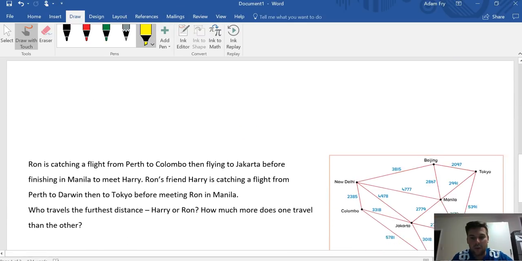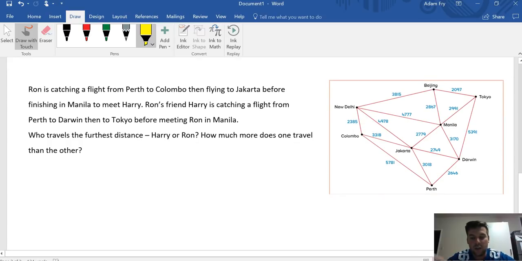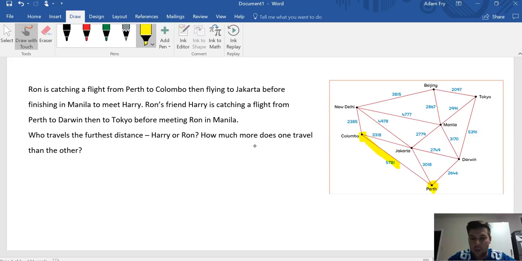Once you've done that one, boys, I want you to work on this one, a little bit trickier. Again, this is looking at our flight paths that we looked at earlier this week. So, Ron is catching a flight from Perth to Colombo. So he's going this way. Then flying to Jakarta. So then he goes from Colombo to Jakarta before finishing in Manila to meet his friend Harry.